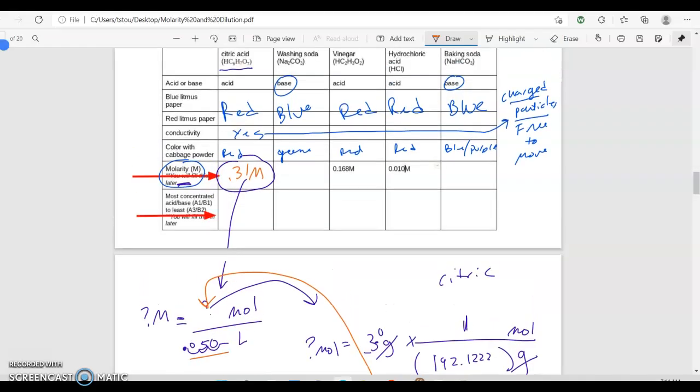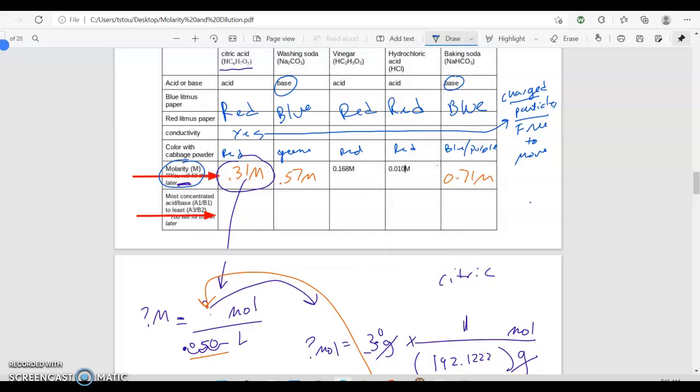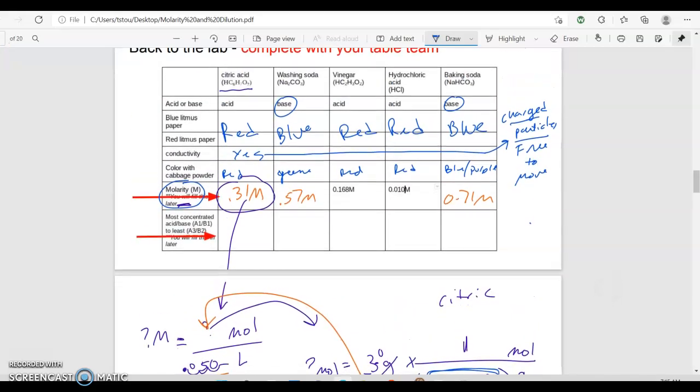To give you the rest of the data table, so maybe you could try some. This is 0.57. And the last one on the far right is 0.71. Okay. So if you're going to be doing those calculations, I think you should give one a go. It's actually going to be the same stuff as this blue stuff. It's just this 192 number will be different. It won't be for citric acid. It'll be for Na2CO3, or it'll be for NaHCO3.